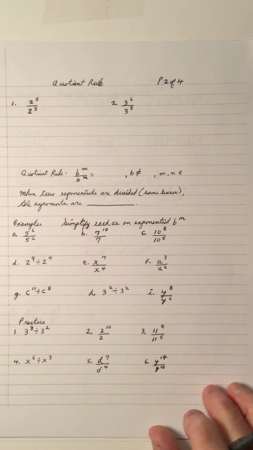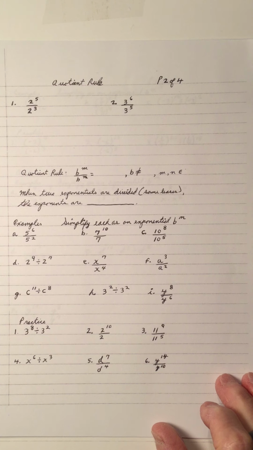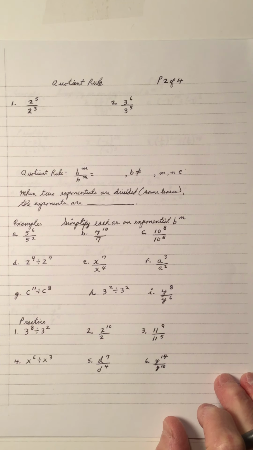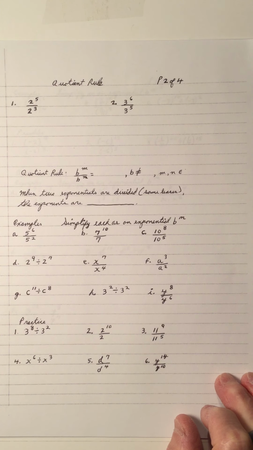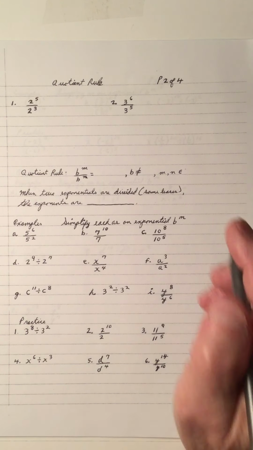The quotient rule, which means division. Remember, the previous video was on multiplication. When you multiply exponentials with the same base, you add the exponents. So division is the reverse of multiplication. So the quotient rule will be what? Multiplication you add, division reverse, probably subtract. Well, let's look at a couple of them and see.